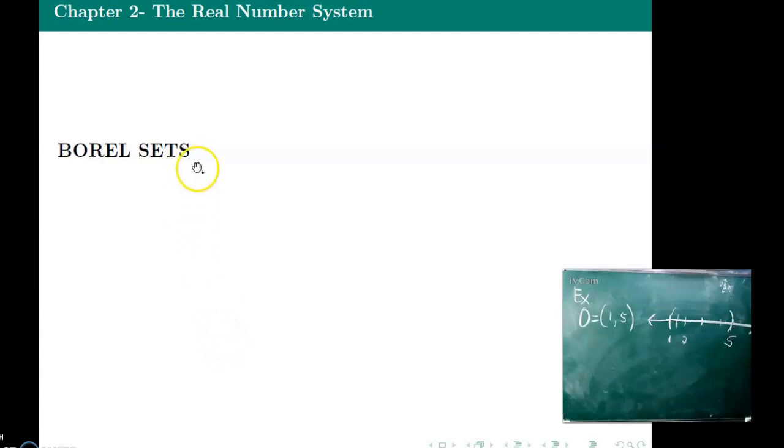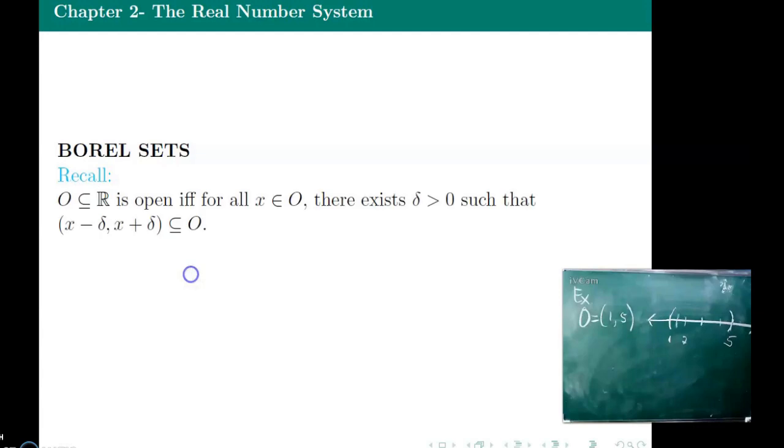Good day, everyone. I will discuss Borel sets. But before this, let me give an overview of an open set in R. So we have here the definition. When can we say that a set is open in R?